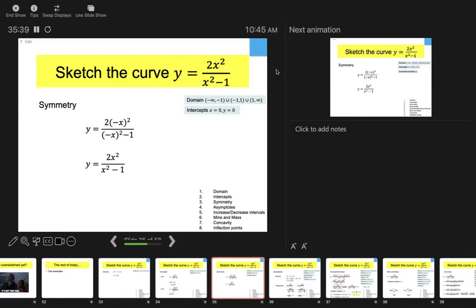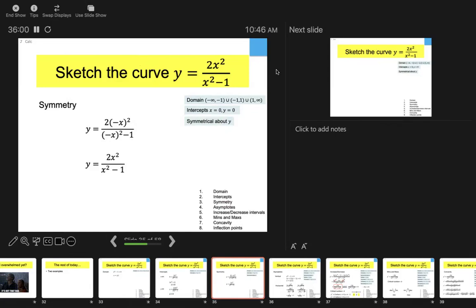Periodic? This is not periodic, no. If it looks like what you started with when you plugged in negative x, then it has y-axis symmetry. When would it have origin symmetry?